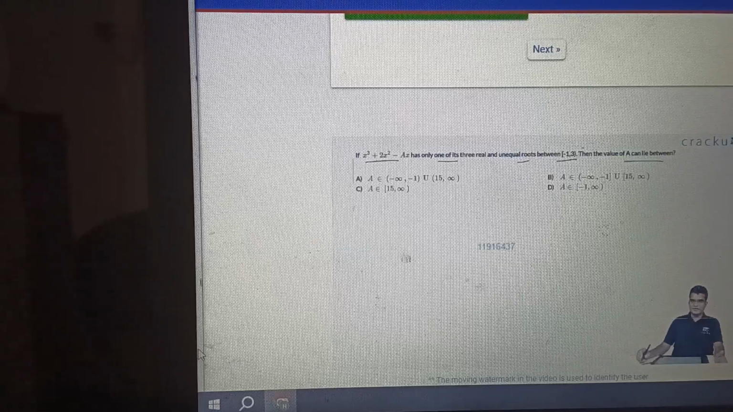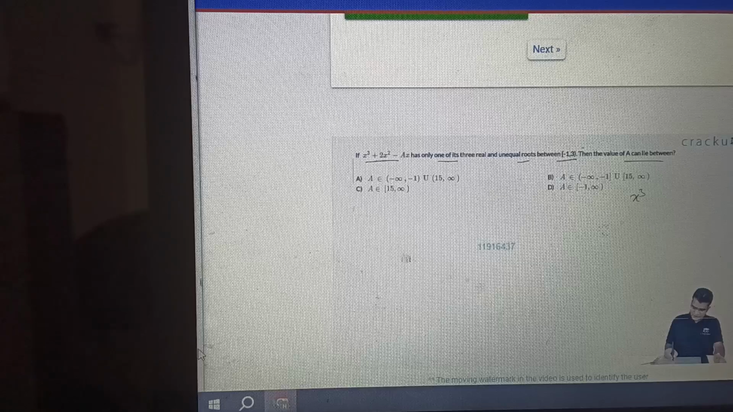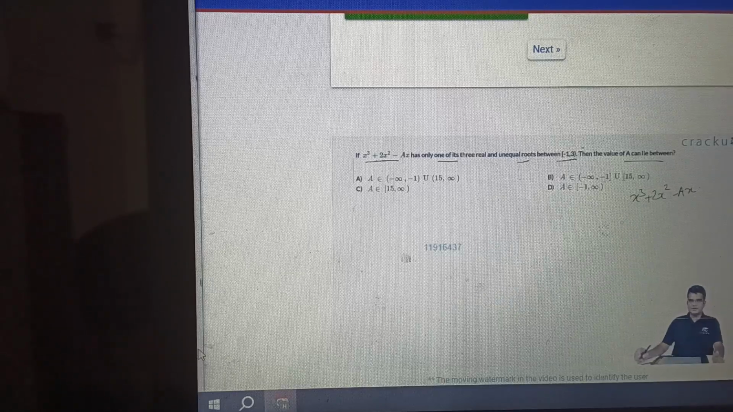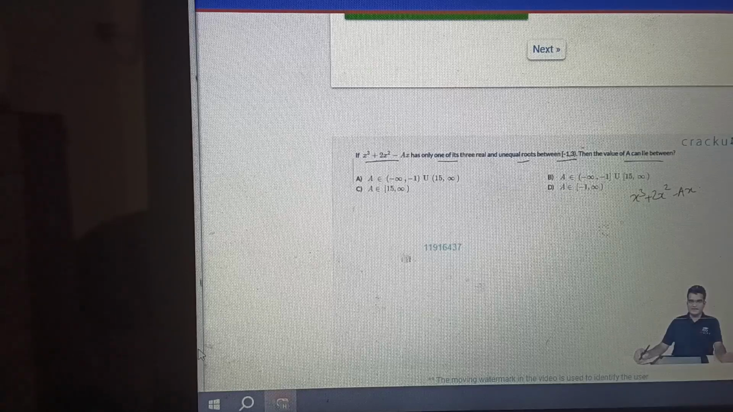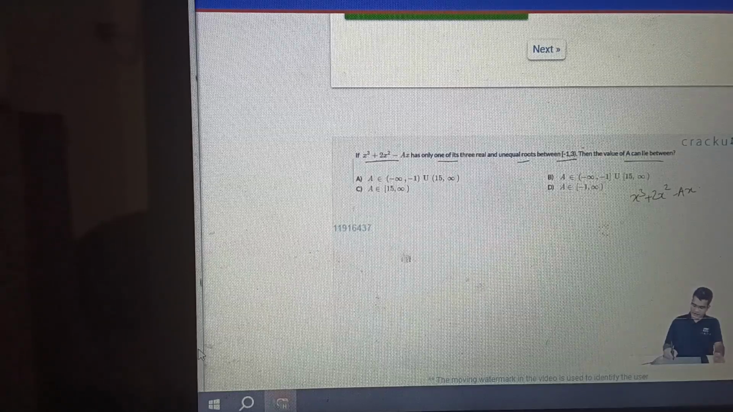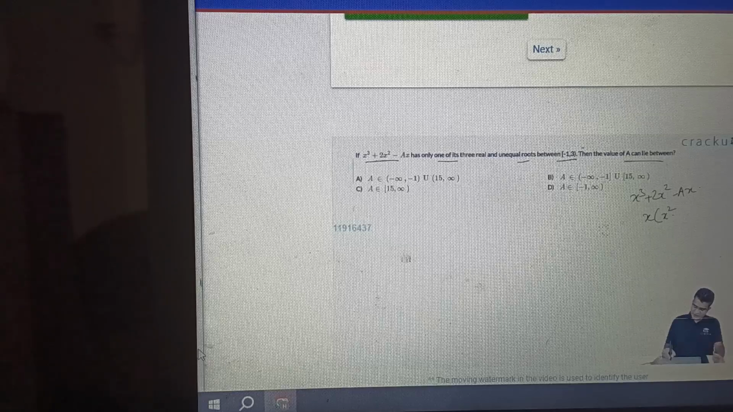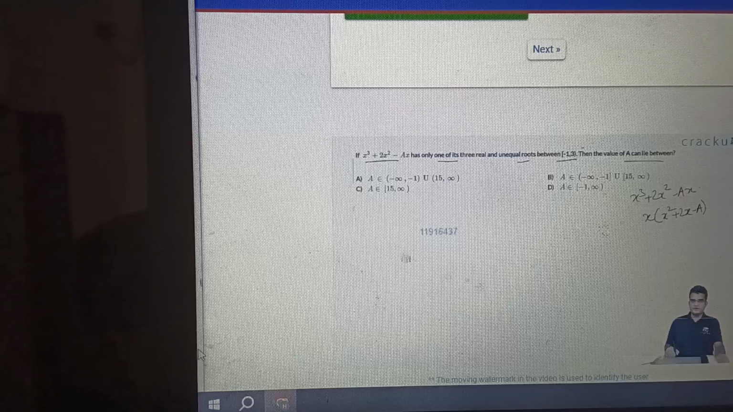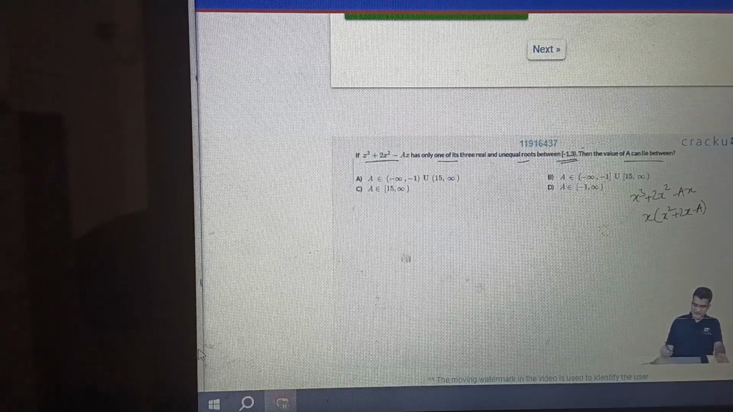If you are looking at the cubic equation, this is x cubed plus 2x squared minus ax. One of the first things you should notice is that this has no constant term, or essentially x is a factor of the cubic equation. So this is x into (x squared plus 2x minus a). So 0 is one of the roots of the cubic equation, and that lies between minus 1 and 3.